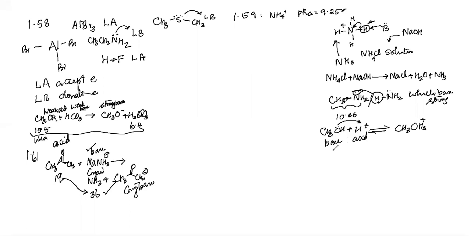Second one, CH3OH plus NH2 minus, giving CH3O minus and NH3. Again, the same thing. NH2 minus has a lone pair of electrons. So this nitrogen lone pair accepts this proton and keeps this off. So this is the acid, and this is the base.